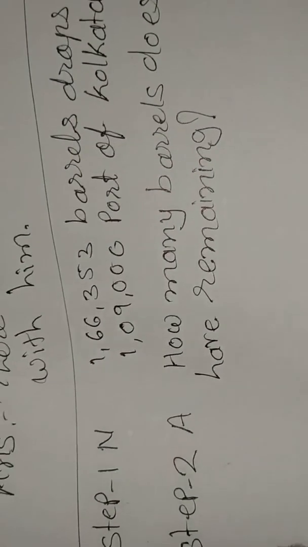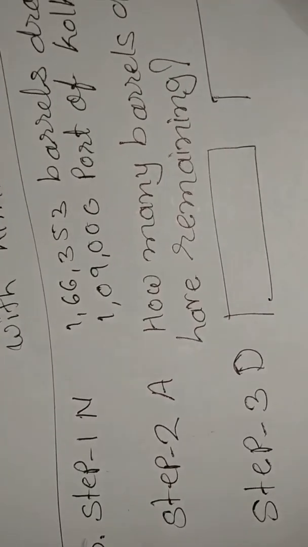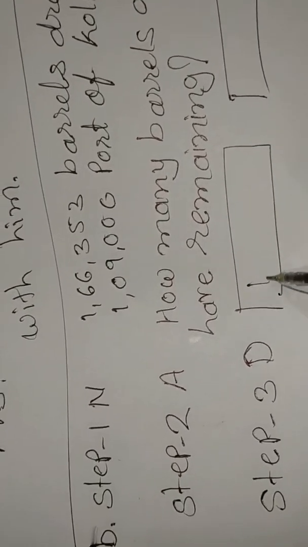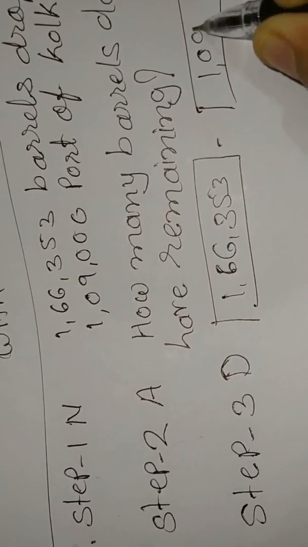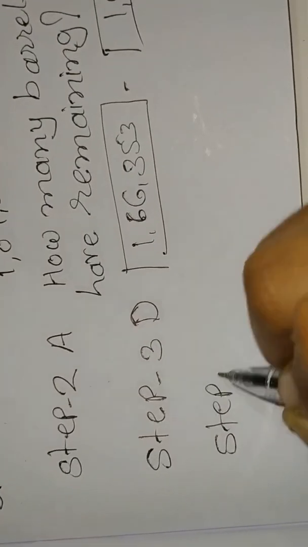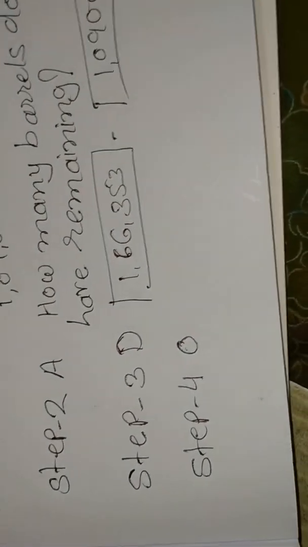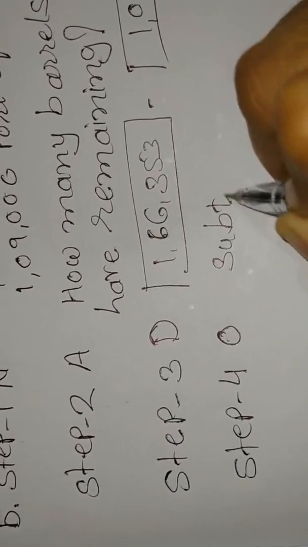Then step number 3 is draw. Here we have to draw two boxes. In those boxes we have to write 1,66,353 and 1,09,000. Step number 4 is the operation. Which operation will we use? Here we have to use subtraction. So we have to write subtraction.